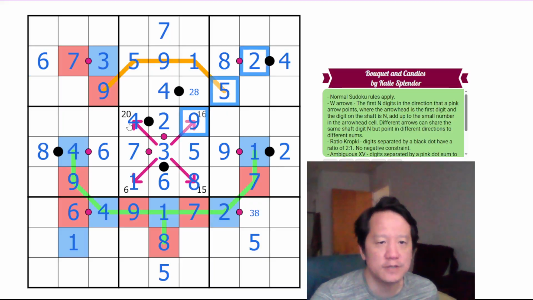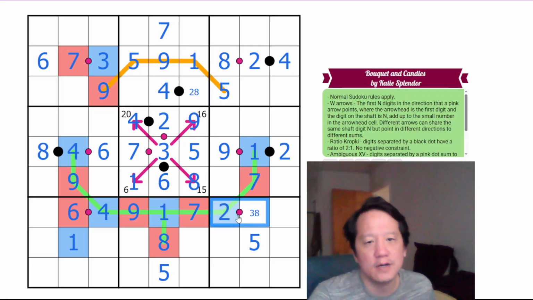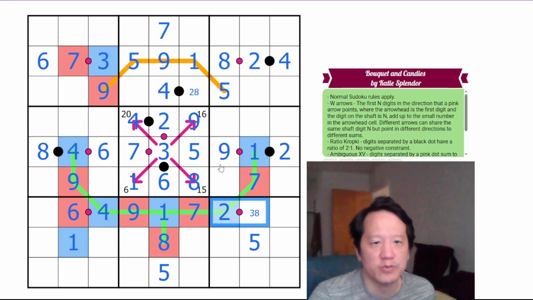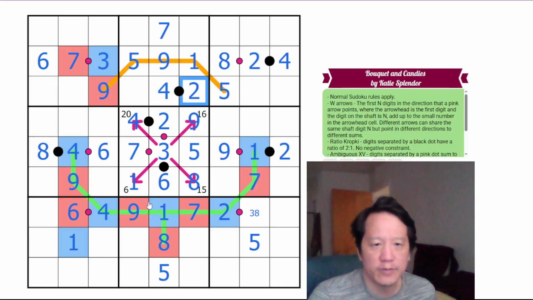So these arrows are done. We have everything filled out except for here and here. So that means we have to do probably just the rest being Sudoku. 8 eliminates 8 here, so that's 2. Yep, we just have to do normal Sudoku now.